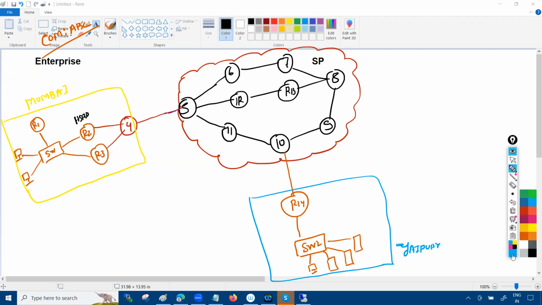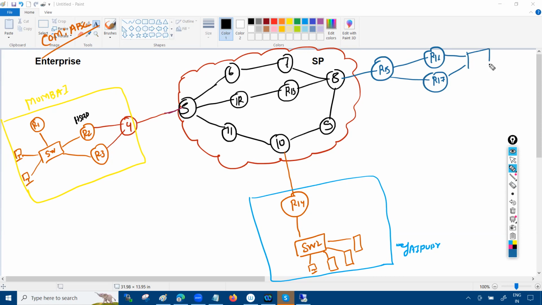At the same time, we have another branch office in a different location. R8 is going to connect with router number 15, and then router 15 is going to connect with the switch. This site also has dual connectivity. Let me make some space over here. Router 15, and then we have connectivity with router number 16 and router number 17. Again we have a switch connectivity there, and some users are connected to the switch.